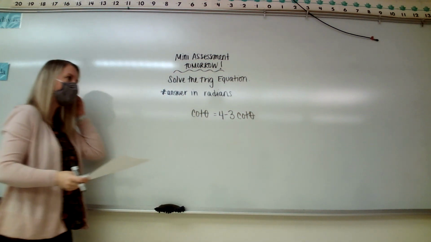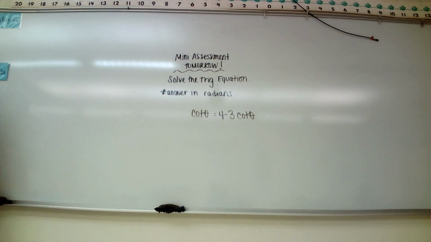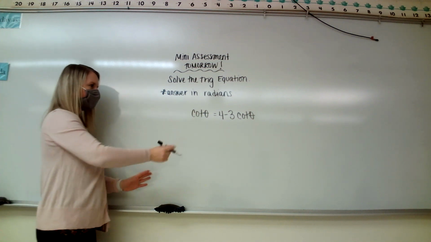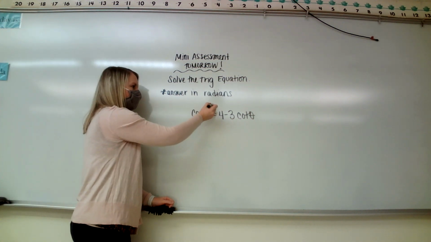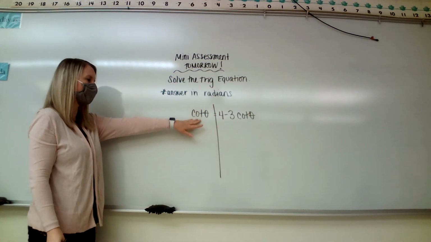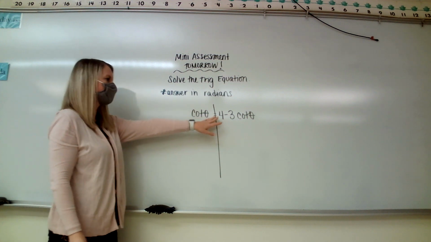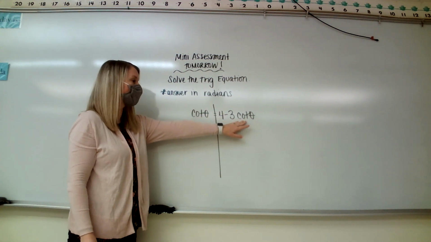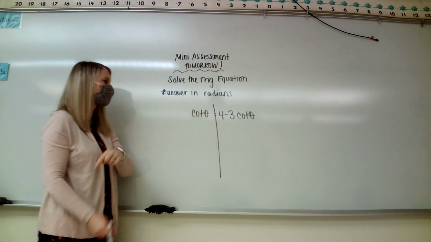So I just wanted to remind you what to do if you saw your trig functions happen more than once in your equation. Once I see a bunch of stuff going on, I'm more visual, so I remind myself: on the left side, I have cotangent theta. On the right side, I have 4 minus 3, and I have another cotangent theta, so we want to make sure we know how to remedy that.